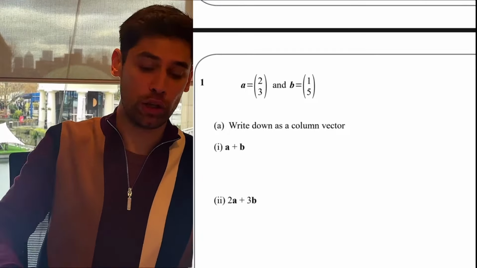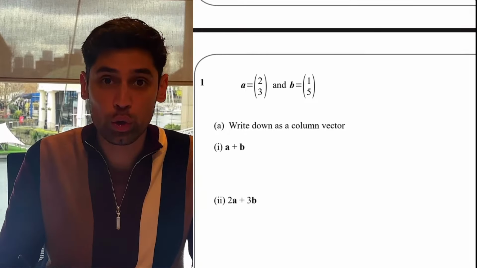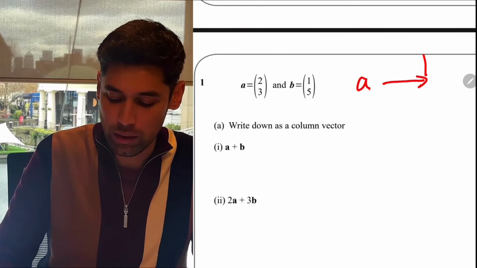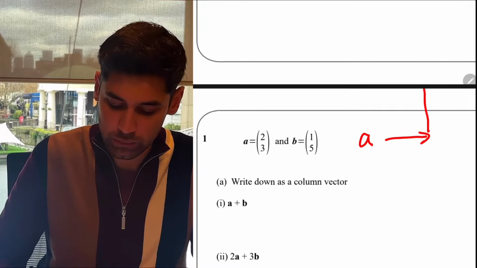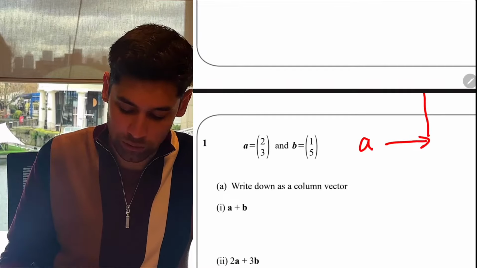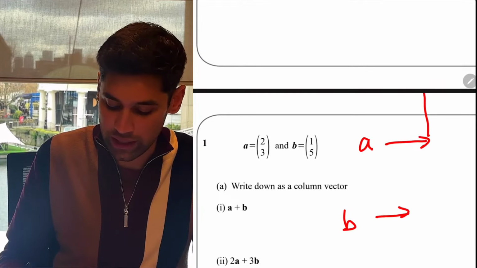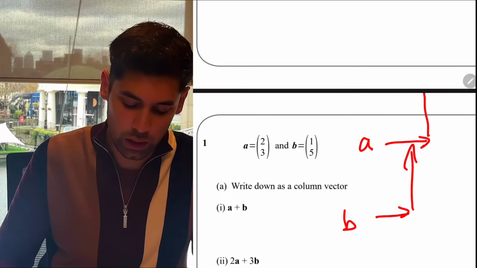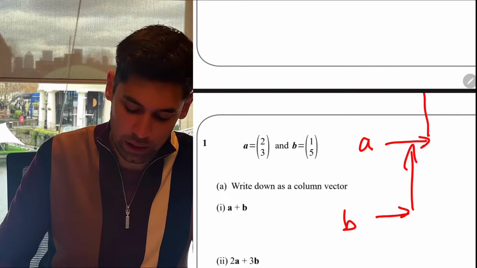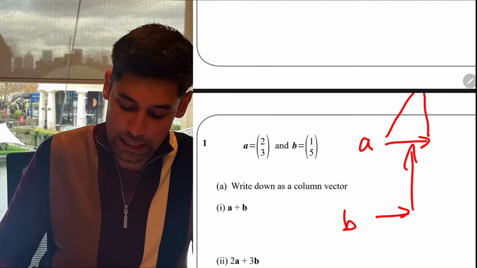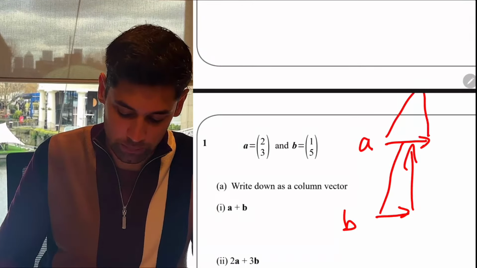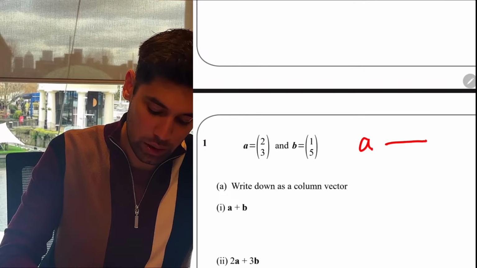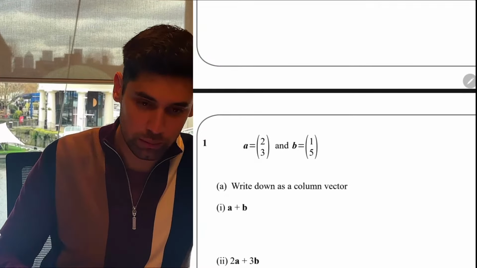So a vector is magnitude and direction. A equals (2, 3). What that means is A goes 2 to the right and 3 up. B is (1, 5), so B goes 1 to the right and 5 up. So A is a line that goes in that direction, and B is a line that goes in a much steeper direction. We don't really need to know that for this first bit though, because this is actually super simple.